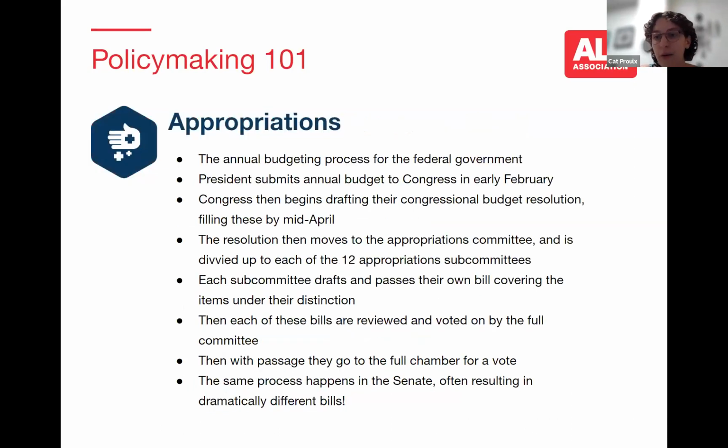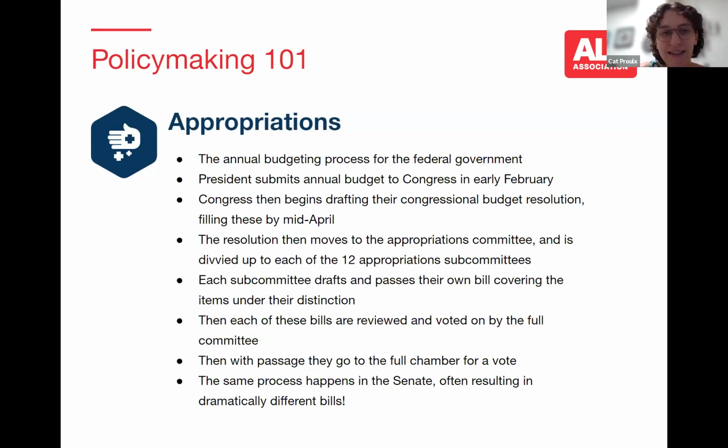So let's chat a little bit more about the appropriations process. In either chat or in the Q&A, if the chat's still not working, I'd love to know how many of you are familiar with what the appropriations process is, if you know what it is and what it means. But for those that don't, I will go through it for you, so don't worry.